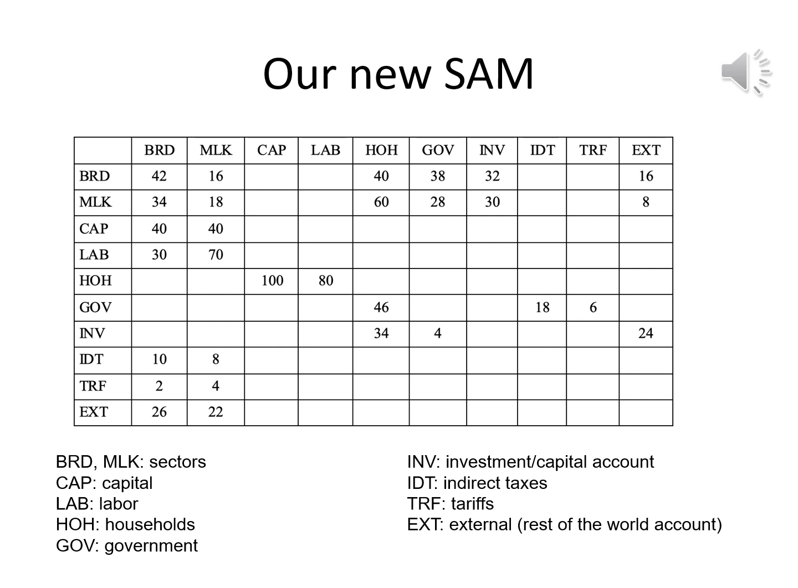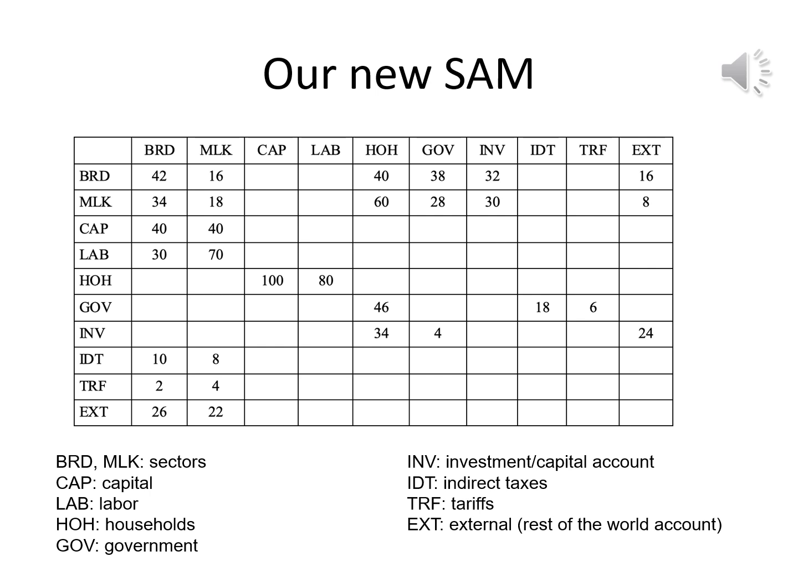Okay, and for investment account, you will see that on the investment row, you will see 34 plus 4 plus 24. Remember, these are household savings plus government savings plus foreign savings. So these are total savings in the economy. For the IDT and TRF, you will see that these are equal to total indirect tax and total tariff taxes. And for the EXT, external sector, the sum of 26 and 22, we have no other numbers here, these are total imports. So basically this is equal to total foreign exchange payments abroad.